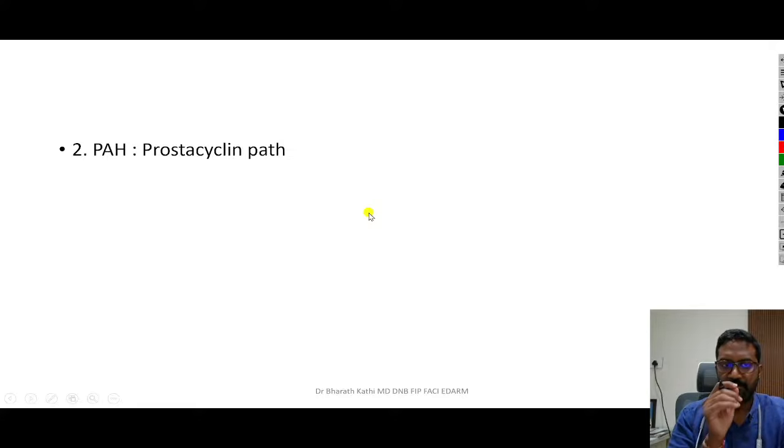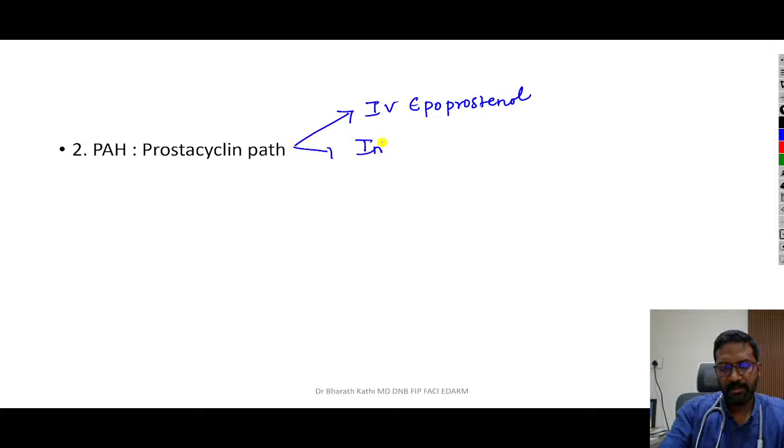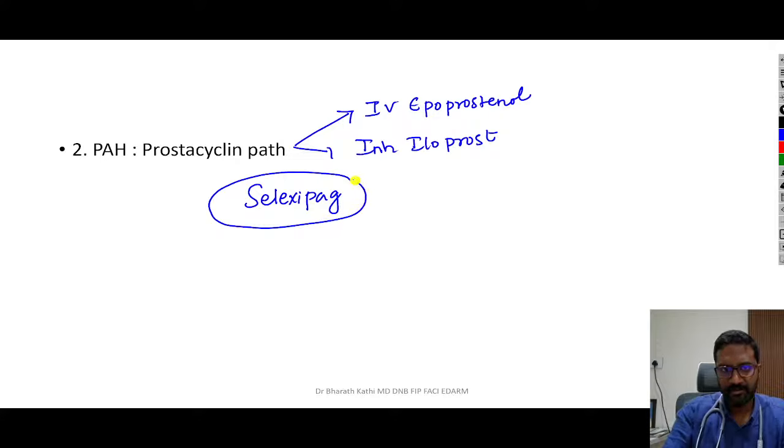Then I got a recall from few students that there was a question on pulmonary arterial hypertension. We have discussed all the prostacyclins. So we have IV epoprostenol, inhaled iloprost, and prostacyclin agonist, selexipag. So which of the following does not work on prostacyclin pathway? Was a question, as somebody was saying. I think the answer would be any one apart from this.